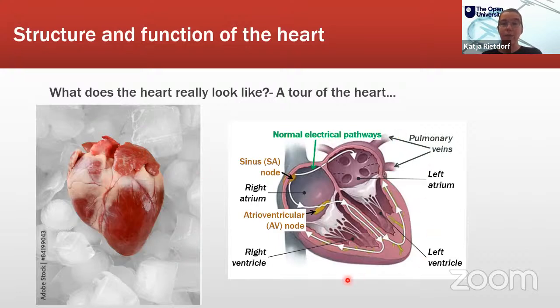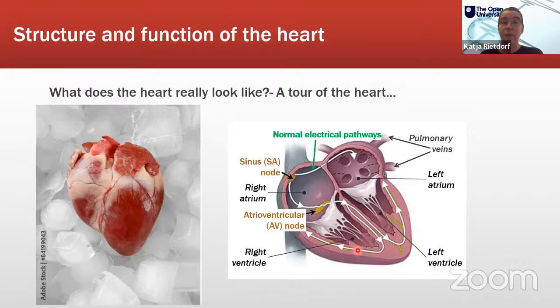On the right-hand side, you see a schematic diagram of the heart, where you've got two smaller chambers here on the top, which are called atria. Then you've got the two main chambers of the heart, which are called the ventricles. And these have a very thick muscular wall that aids with the contraction of the heart.